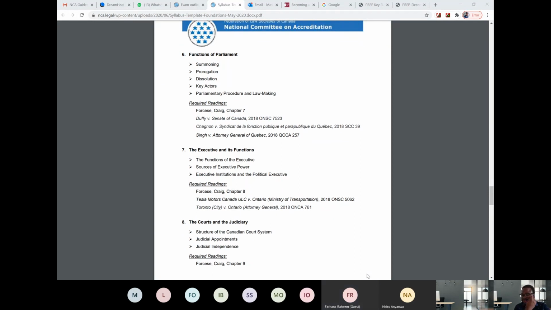So the executive derives its power from the Constitution. If you look at the Constitution, it clearly states that the executive power shall be exercised by the Governor General. So the executive function is derived from the Constitution principally, and the second source of their power is the prerogative.